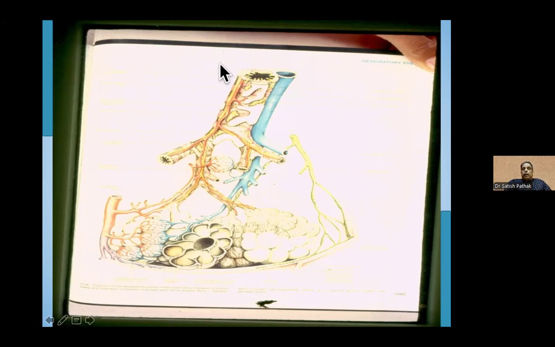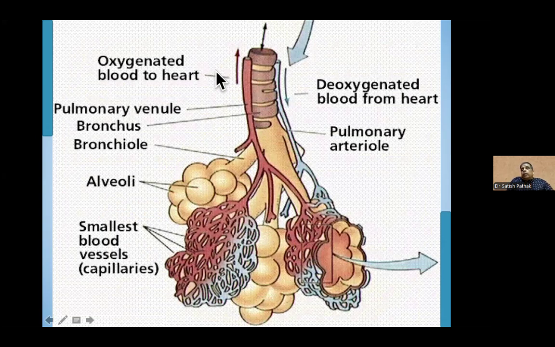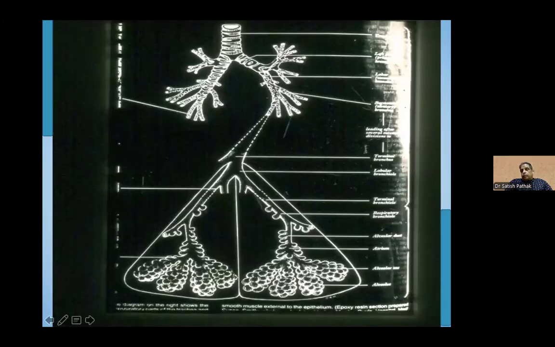Now this mucosa lining the trachea and bronchus secretes 1 liter of water in 24 hours. Now what is the function of this water? Whatever air you are breathing in, if it is in the dry season, summer season, the air is very dry. And if that air goes inside, it may damage the mucosa of the bronchus. That is why this air is moistened with the help of water.